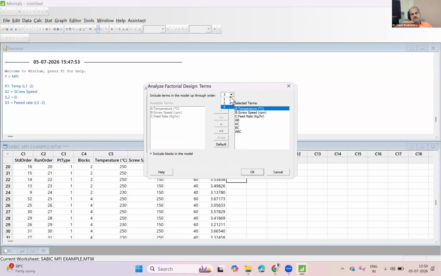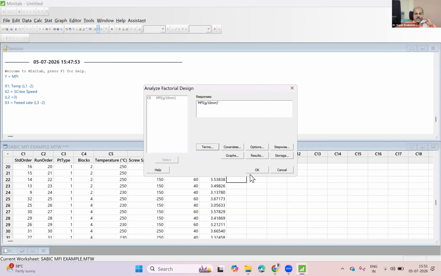The terms are, first of all, now you choose this. Now see here, you have option to choose 1, 2, also 3. 1 means only main effect. 2 means up to two-level interaction. 3 means three-way interaction. Now I want to study everything. Three-way interaction. Yes. These are the terms. Temperature effect, screw effect, feed rate effect. Then A and B together. A and B means temperature and screw speed. A and C means temperature and feed rate. And BC means feed rate and speed. ABC means all the three. That's that.